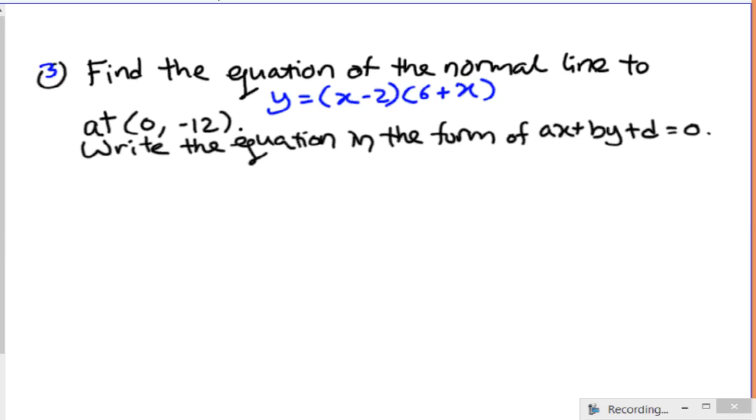Here is an example. You may want to try this out by yourself, and once you're ready, play the video again. Alright, welcome back.